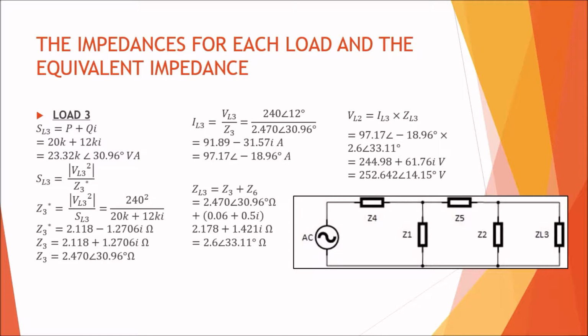In order to find Load 2, we need to know the voltage at line 2 by using the total impedance at line 3 and the current at line 3. Using Ohm's law, we calculate the current at line 3. Then, sum up Z3 and Z6 to find the impedance at line 3. After that, we can calculate the voltage at line 2.